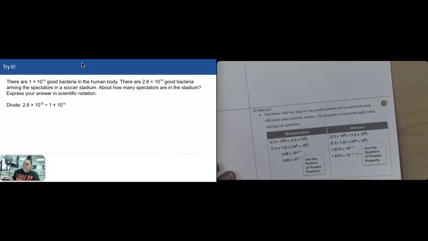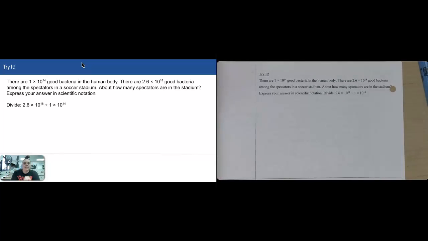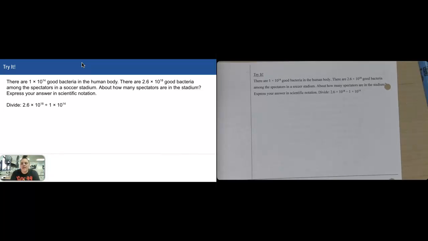All right, your turn to try our division problem here. There are 1 times 10 to the 14th good bacteria in the human body. There are 2.6 times 10 to the 18th good bacteria among the spectators in a soccer stadium. So how many spectators are there in the stadium? So we're going to take the total good bacteria divided by the number of good bacteria in one human to figure out how many humans there are in the stadium. Go ahead and try this on your own, then continue the video to see the answer.